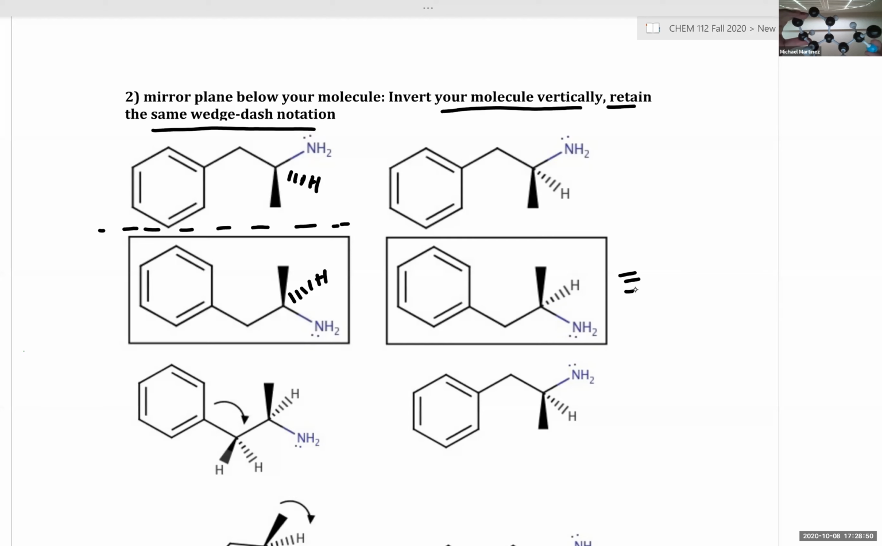Now, we can rotate this molecule in a way that more accurately depicts the stereochemistry at this carbon. So if we rotate this molecule, we see that this structure is equivalent to the following drawing.